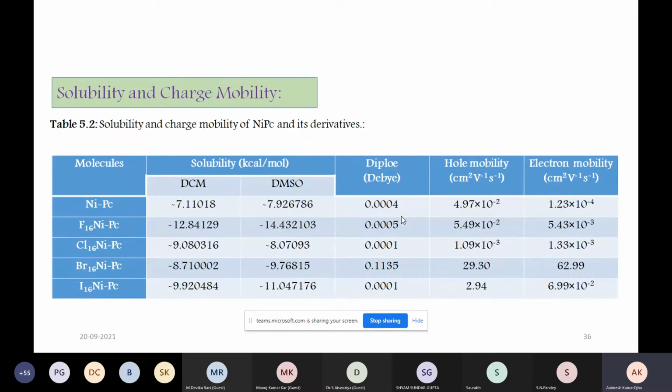And we check the hole mobility and the electron mobility. I will not talk about the hole mobility, but we check the electron mobility. So the electron mobility in the case of bromine is much more compared to the other designed materials.